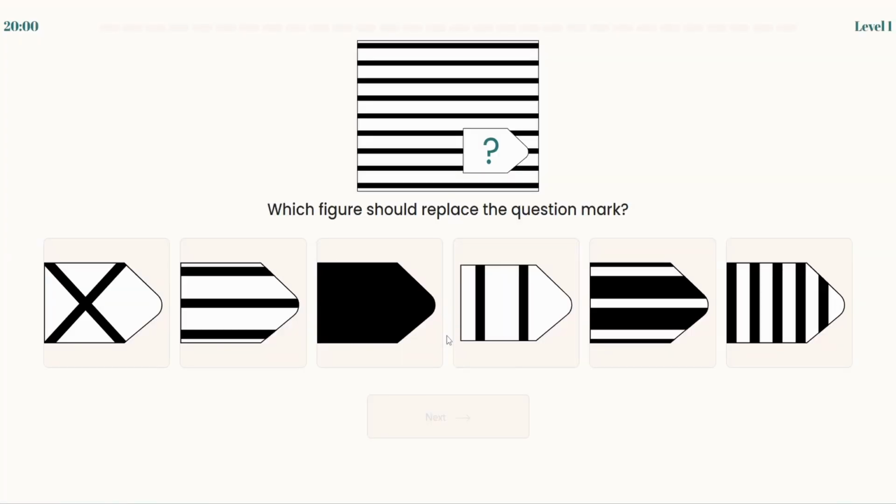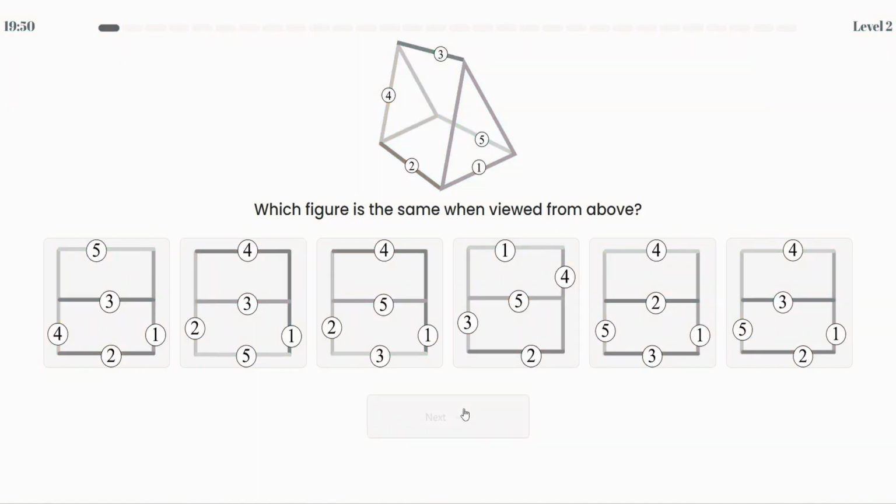Start IQ test. Which figure should replace the question mark? So we have a striped horizontal pattern. 2 is correct. Hi, this is me from the future. I just wanted to say that in the top right corner, there is a level. Each time you answer a puzzle correct, you level up. And each time you answer a puzzle incorrect, you level down.